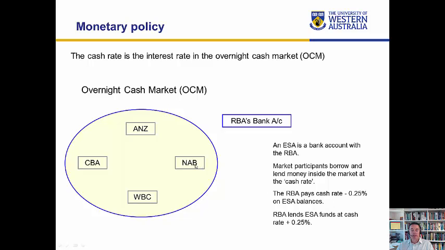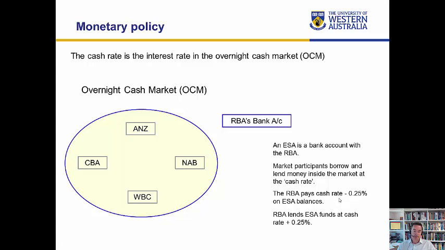However, if the National Australia Bank lends the ANZ that $500, the National Australia Bank will actually earn 5%, the full 5%, the full cash rate on that money. So there's actually a financial incentive to lend other banks money because you will be earning an extra 25 basis points.